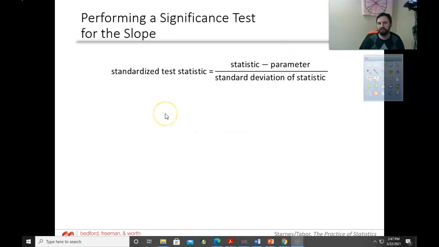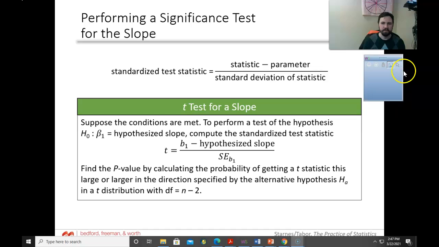Now, how do we find our p-values in performing significance tests? Well, remember your test statistic is always your statistic minus parameter over standard deviation. It's like your z-score, right? We're going to be using t, so it'll be like your t-score. Just remember your hypothesized slope is going to be 0. Assuming there is no slope, nothing between them, no regression. T is still n minus 2 for your degrees of freedom for these ones.